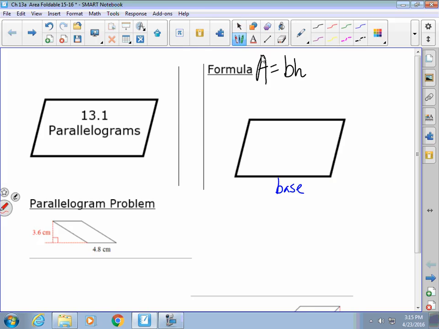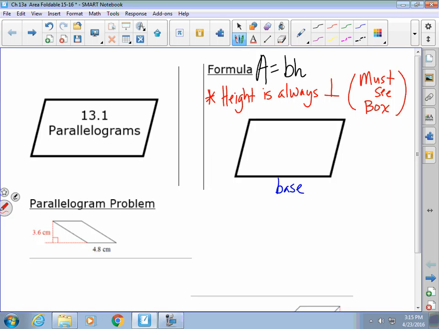So the key to this that you need to make sure we understand, put a star here and put it in red or highlight it, is that the height is always perpendicular. So I need you to add this to your notes. And I said that you must see the box. That means that box is showing that you have a right angle, which is what happens when you have perpendicular lines. It's lines intersecting, forming the right angle.